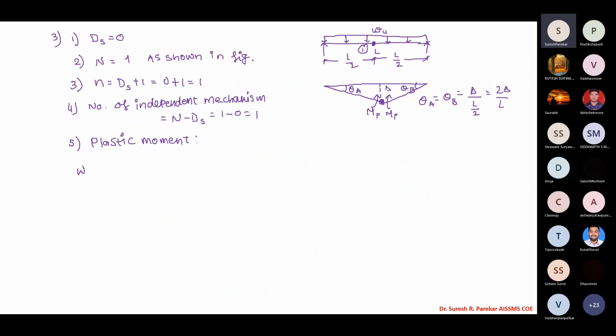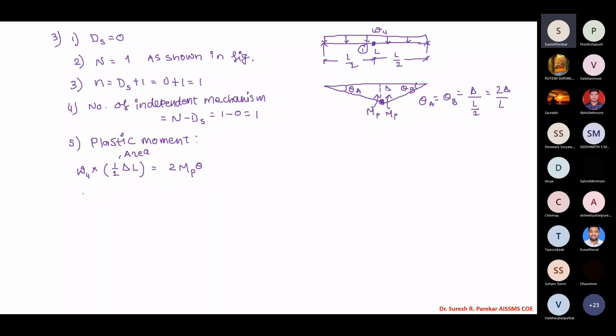So WU into 1/2 into delta into L. Under the UDL we have to take area, and that is equal to 2 MP theta.